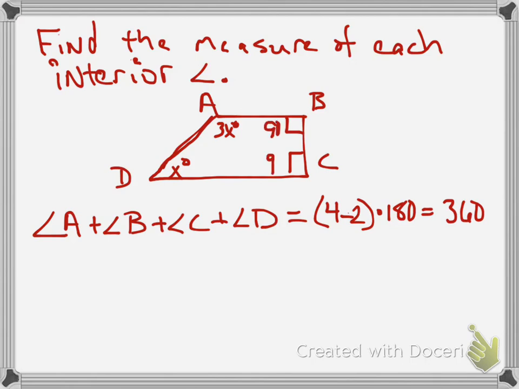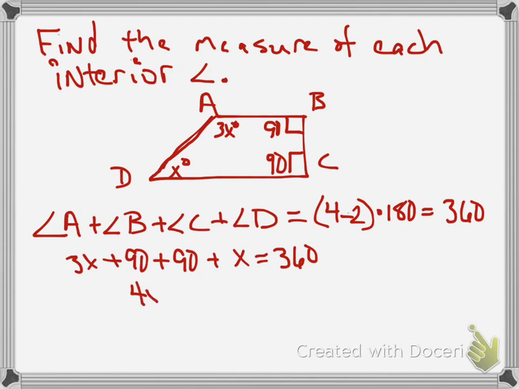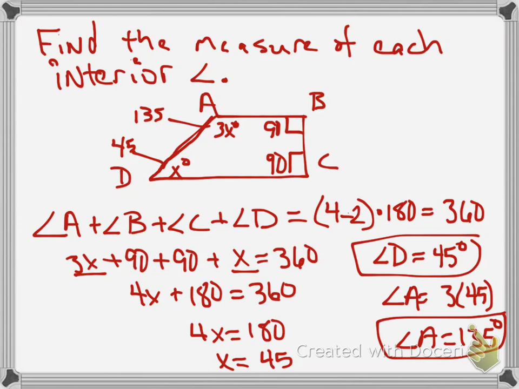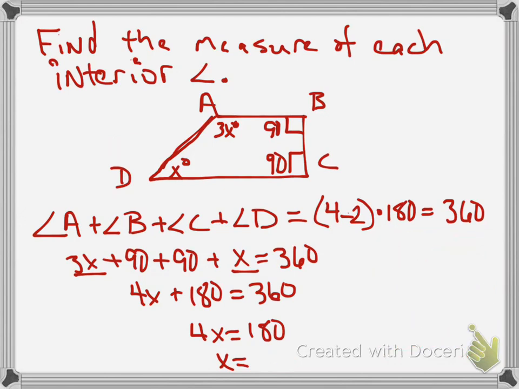Now, the little squares mean those are 90 degrees, so I've got 90 for angle B and 90 for angle C. For angle A, I've got a 3x, and for angle D, I've got an x. Then I can combine my like terms. 3x plus 1x is 4x, 90 plus 90 is 180. Subtract 360 by 180, you get 180. Then divide by 4, and you would get 45.